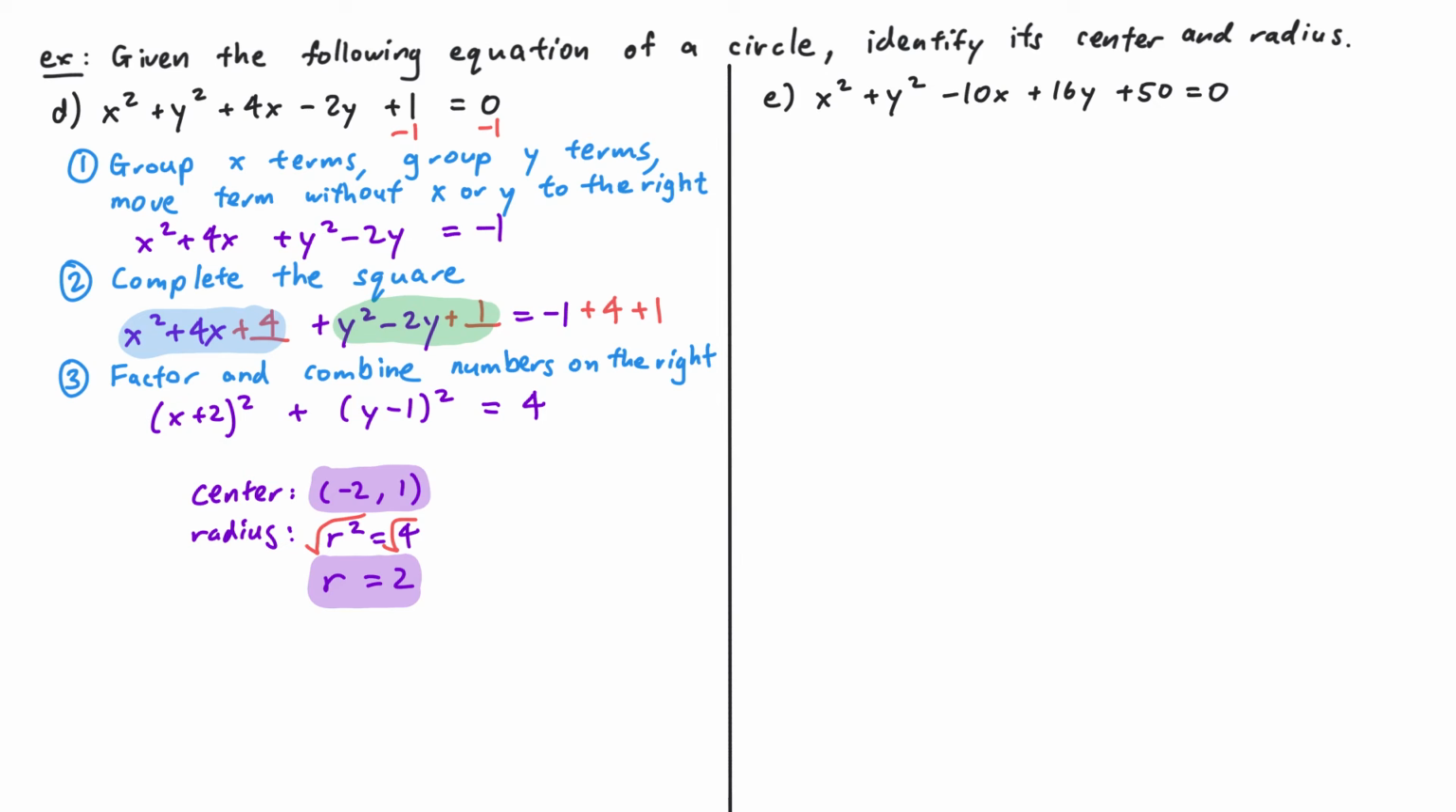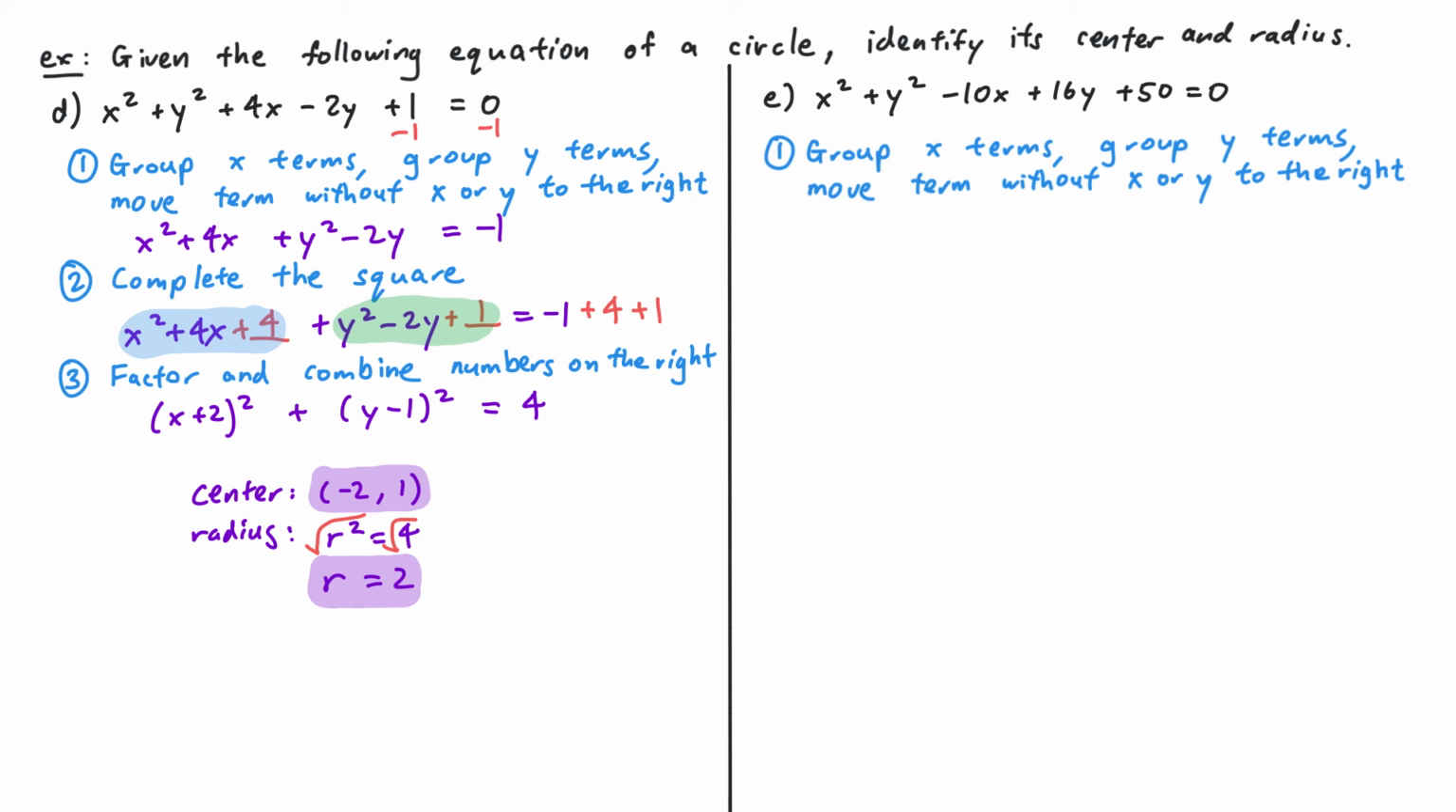Let's look at one last example. This time, our equation is x squared plus y squared minus 10x plus 16y plus 50 equals 0. Again, this equation for the circle is not given in standard form, so if we want to identify the center and radius, we need to first write it in standard form. We'll follow the same steps as our previous example.